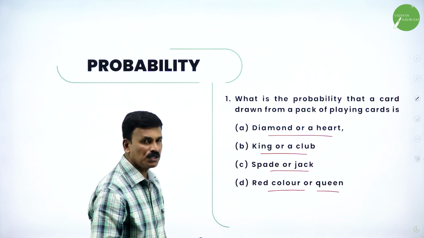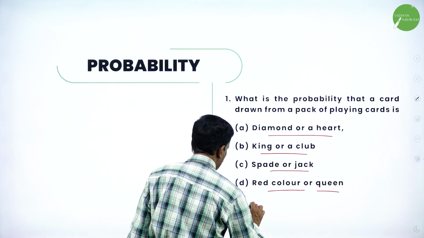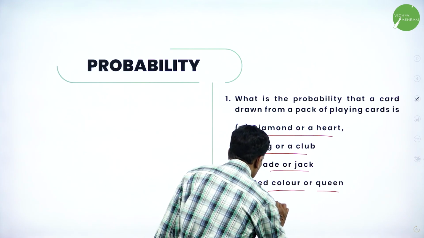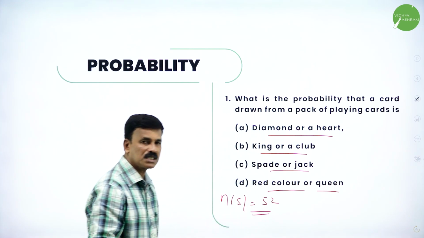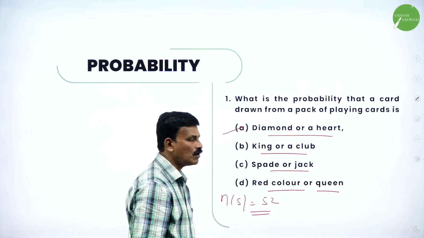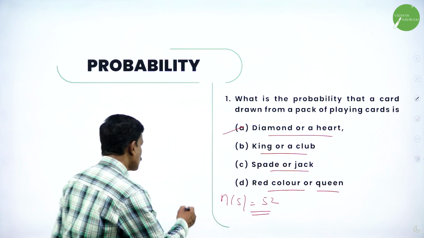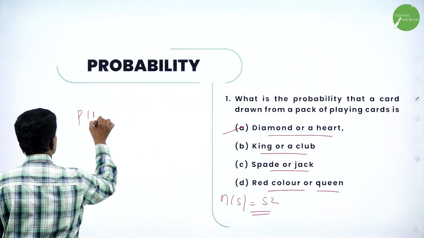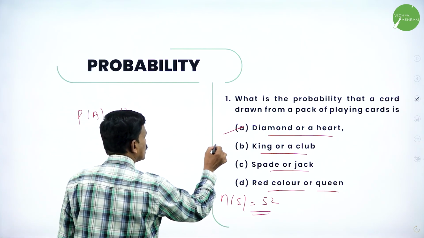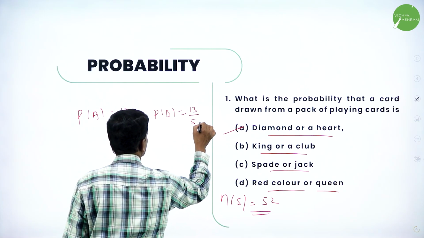So a pack means the possible events. N of S, in a deck of playing cards, how many cards will be there? There are 52 cards. So N of S, the sample space, is equal to 52. Now let us move on to the first one, diamond or heart. So this is a mutually exclusive event. So here probability of A, diamond, is equal to 13 divided by 52, and probability of heart B is also 13 divided by 52.